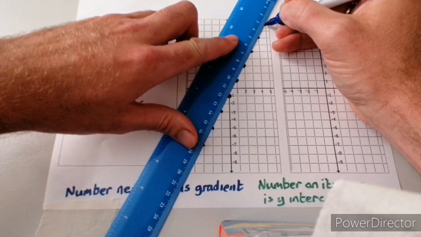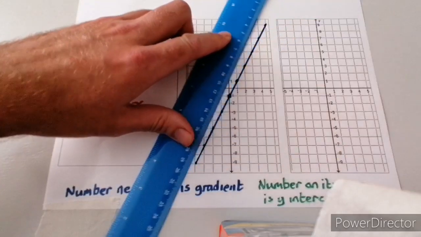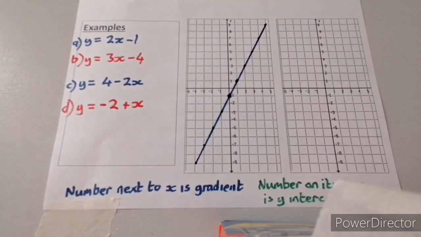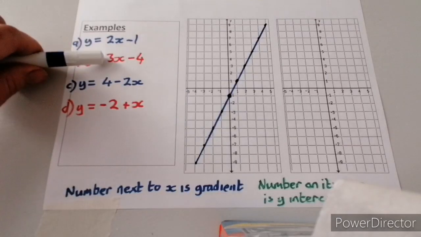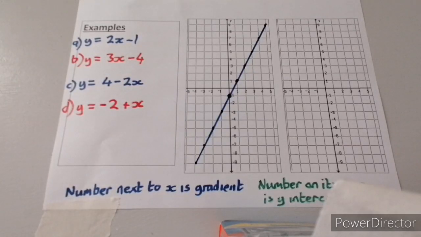So it's a much, much faster way of plotting this equation that we want. And the thing that you've got to remember is the number next to the x is always the gradient, and the number on its own is the y-intercept. So let's draw a couple more of these. We'll put these on and we'll do them together.